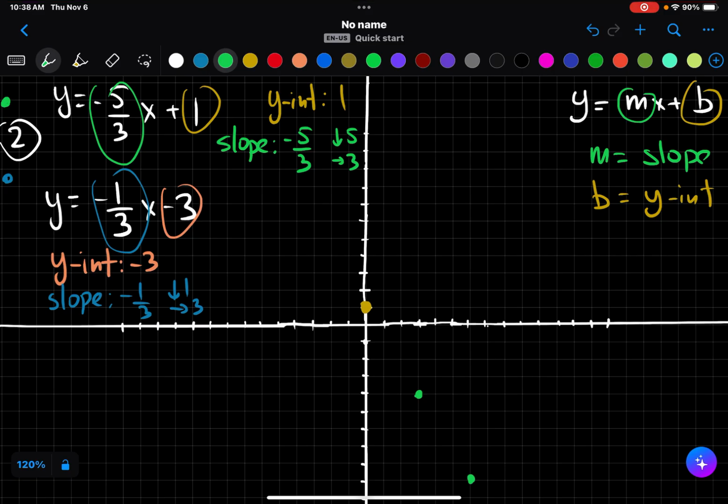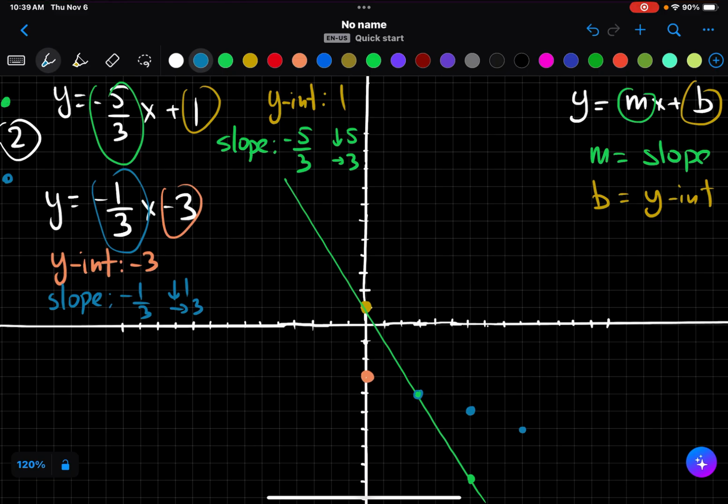There we go. You may not have room to do 2, but I'm just doing it so I can get a good line. The more points you have, the better line you're going to create, generally speaking. Okay. It's probably not even the best line, but it'll do. For the other one, the blue one, we are going to start at negative 3. And then we're going to go down 1 to the right 3. Go down 1 to the right 3. And I can even do it one more time. Go down 1 to the right 3. And now we're going to go ahead and graph this one.